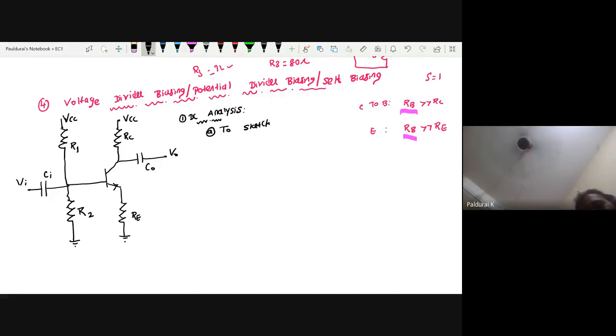So what's the very first step? To sketch the DC load line. How will you analyze this circuit, since it is somewhat complicated? Input side. Now what is this? Any guess? Why is it so called voltage divider biasing? What is this?